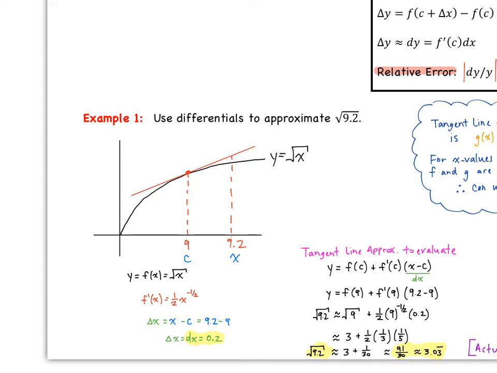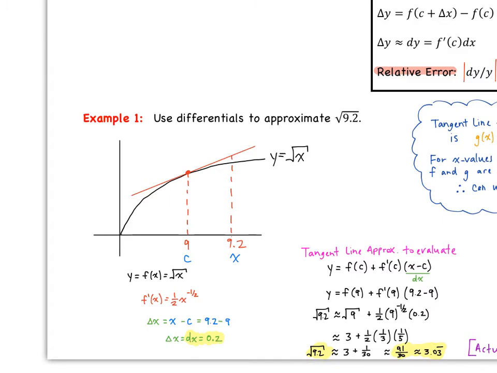So I'm going to let my tangent line be the tangent line at c equals 9, and I'm going to use this tangent line to approximate when x equals 9.2. If y is equal to the square root of x, we need to know what f prime is. So we take the derivative of the square root of x, and we get 1/2 x to the negative 1/2. Delta x, remember, is x minus c, and in our case it's 9.2 minus 9, which is 0.2. And remember, delta x is the same as dx.